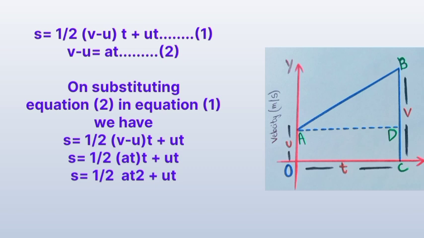We already know that v minus u equals at. So in the place of v minus u, we take at. S equals half into at into t plus ut. S equals half into at square plus ut. Now rearranging the terms, we get s equals ut plus half into at square. So this is the second equation of motion.